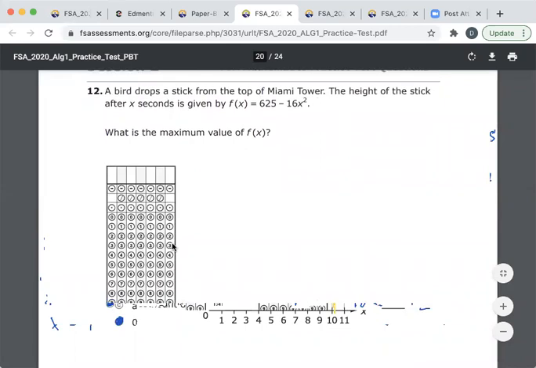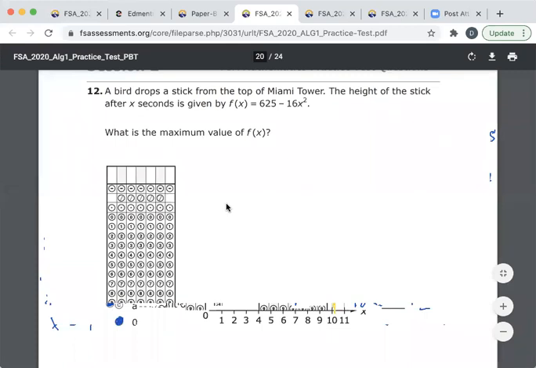Okay, so this should look familiar. We had this problem earlier, I think. A bird drops a stick from the top of the Miami Tower. The height of the stick after X seconds is given by this formula: F of X equals 625, which is the height, minus 16X squared, and X is the time in seconds. What is the maximum value of F of X?